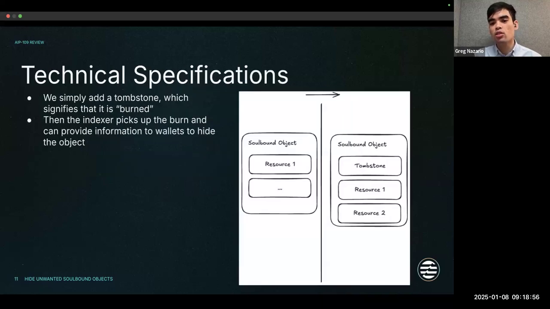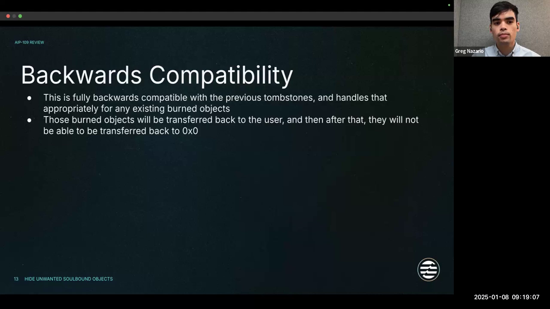This is just a simple diagram that basically shows, hey, for a soulbound object, I add this extra resource that says tombstone, and then an indexer would have to index that extra resource as well. For backwards compatibility, it's fully backwards compatible, because essentially it doesn't change the object at all. It just adds an extra resource. I have also made sure that the implementation we have here is fully compatible with the previous implementation of AIP 65. So if the object is burned and sent to 0x0, it can still be transferred back to the original user and unburned, but then future burns will not be sent to 0xFFFF.